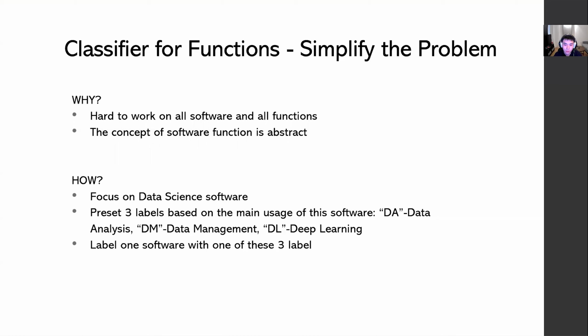Here, labeling means one data record, one input, can only have one class. Like if we are collecting something from PyTorch, we can only label it as deep learning. Even though somebody might use PyTorch to do data management or data analysis, we just record the main usage of this software.